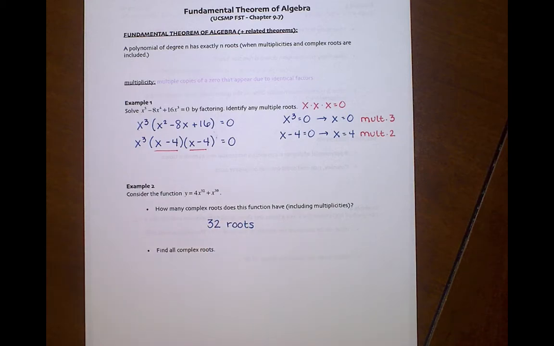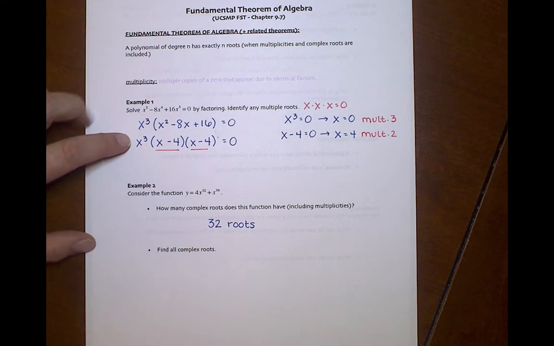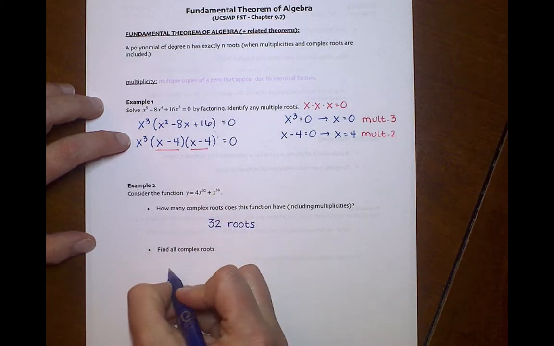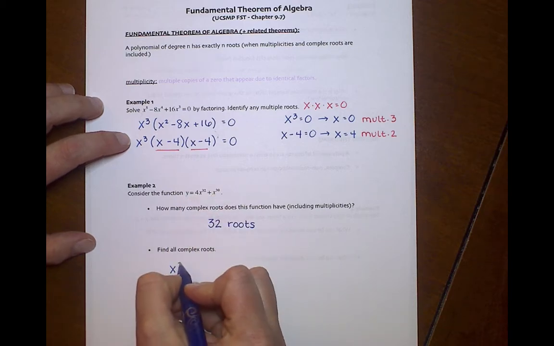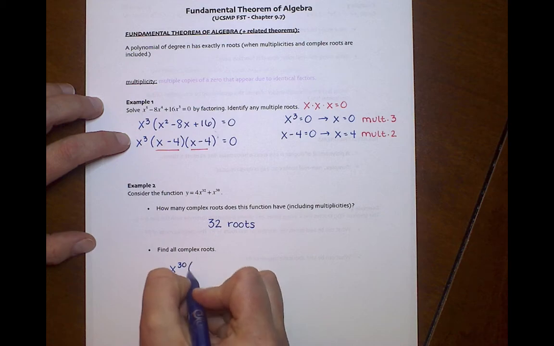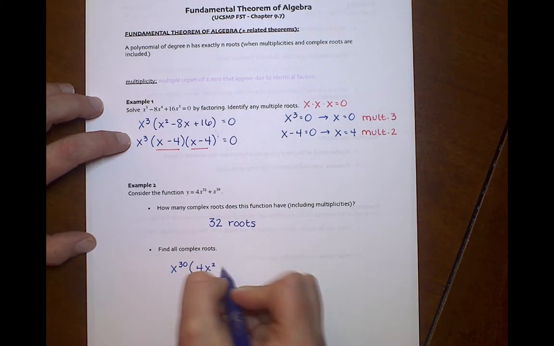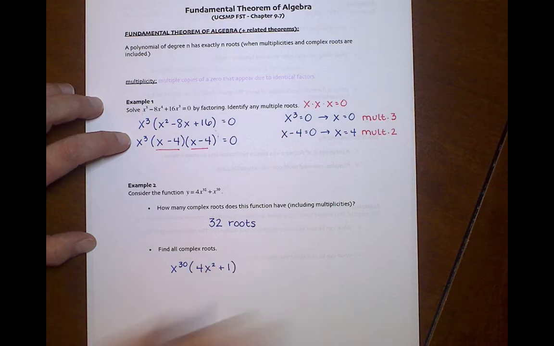Okay, so let's find those roots. I'm going to take the same approach that I did up here. I'm going to factor this thing. When I look at what these two terms have in common, I can take 30 x's out of them. So I could write this as x to the power of 30, and then I will have a 4x squared plus 1 here.